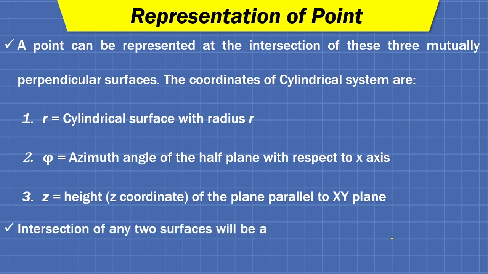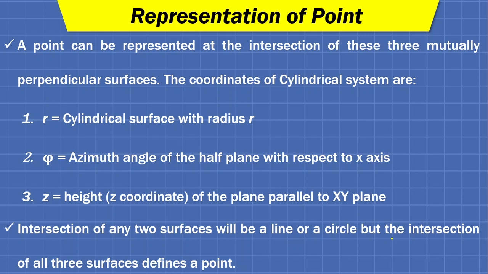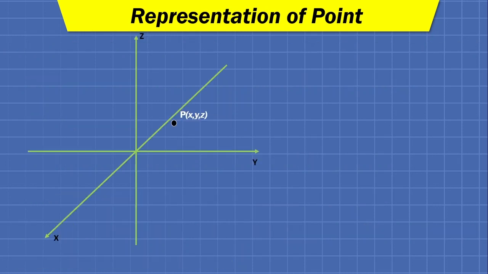Now the intersection of any two surfaces will be a line or a circle, but the intersection of all three surfaces defines a point. I will show you how the intersections of different surfaces will look. Here I have mentioned a point P(x, y, z). First I have indicated it in a Cartesian coordinate system so that you can have a clear understanding about the position of the point. This point has an x value, y value, and z value. The same point P can also be represented in the cylindrical coordinate system, and it is very easy to represent with the help of the three surfaces that we have discussed.